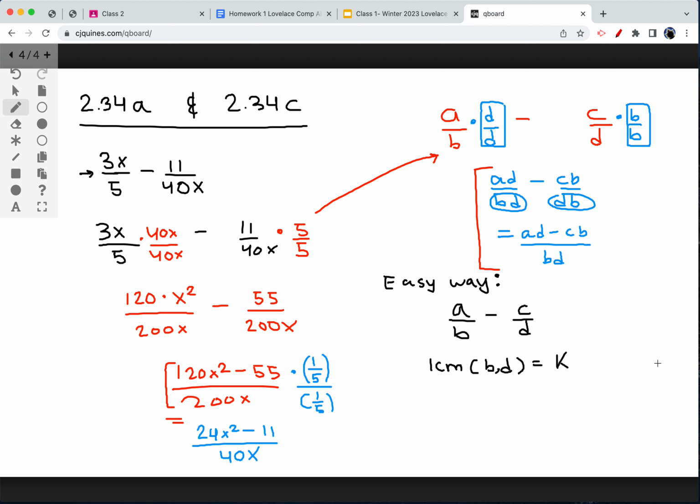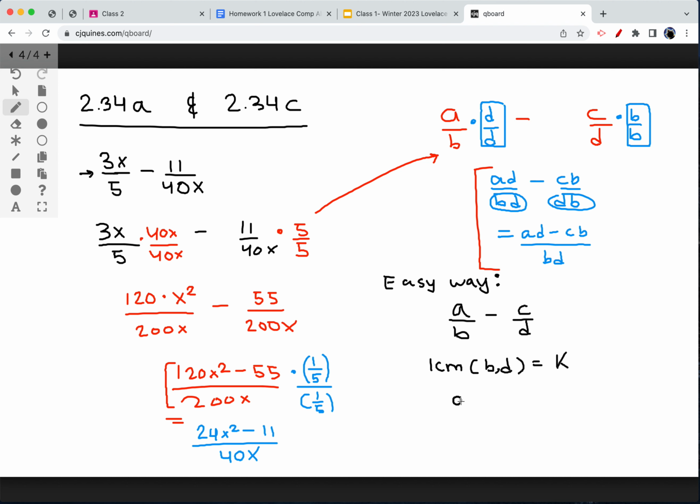So does everyone remember what LCM is? If you remember what it is, can you please type what an LCM is in the chat? Yeah, so LCM is just the least common multiple. And that's basically the smallest number that is a multiple of both B and D. So let's call the LCM here K.